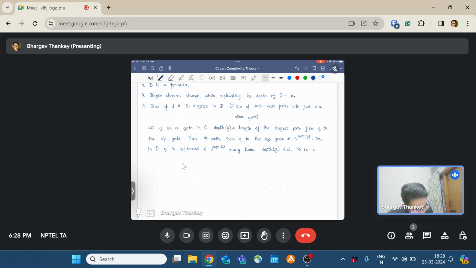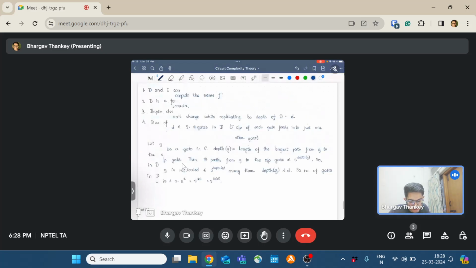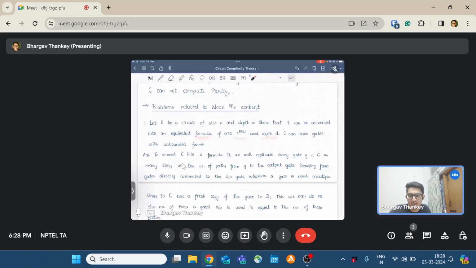So the number of gates in D is S for different possibilities of G, and for each G it's S to the D, right? So this is the number of gates, and so the number of edges is two times this, which is also S to order D, right? So the size is also S to order D, and so all four conditions are satisfied. It's an equivalent circuit. It's a formula. Depth is D and size is S to order D. So is this fine?